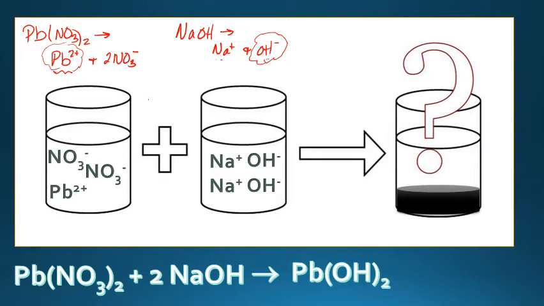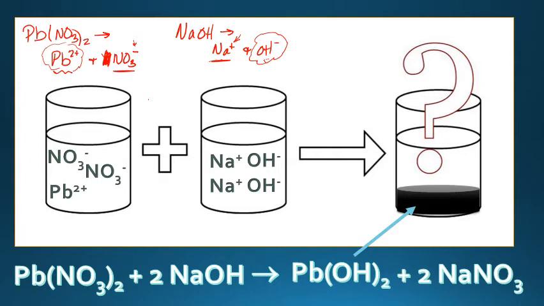Leaving in the solution, now we have to put sodium with nitrate. I don't care about this 2 at all to make the compound. It doesn't matter. You simply look at the charges. So the formula for sodium nitrate becomes NaNO3.